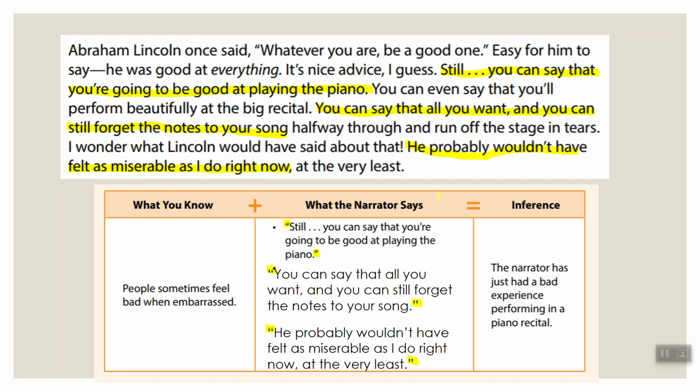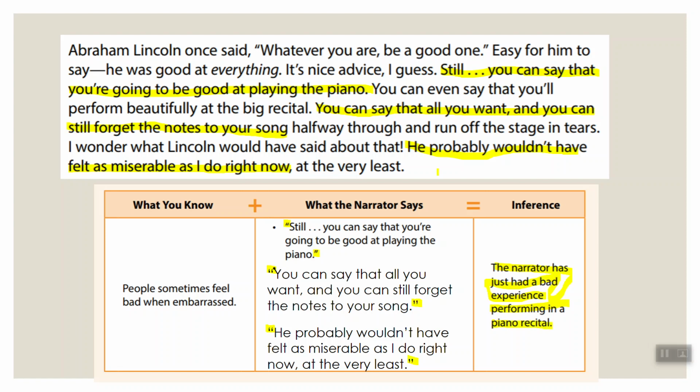What did the author tell us in the text? He told us that the narrator said you can say you're going to be good at playing the piano. That the narrator said you can say you're going to be good and still forget the notes to your song. And the narrator said he probably wouldn't feel as miserable as I do right now. So when I take what I know plus what the narrator says and put those together, we can infer that the narrator has just had a bad experience performing in a piano recital.